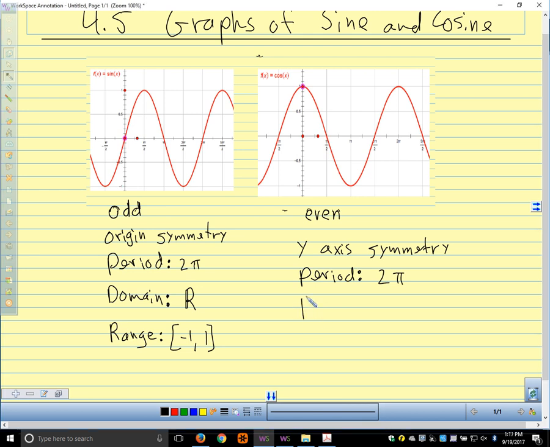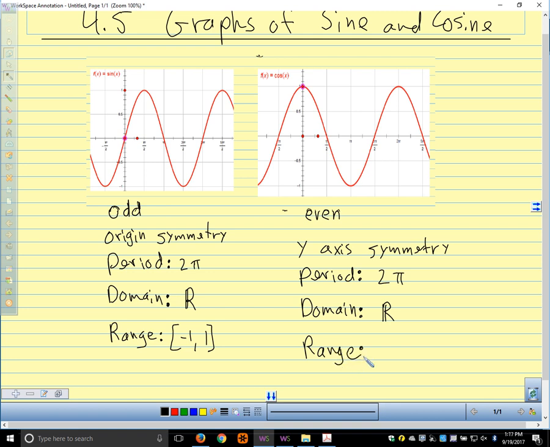The domain. Well, the cosine, if we think about the unit circle, the cosine of our number is the x coordinate. After we wrap the number line around the unit circle, we can figure out the x coordinate of any number. So our domain for the cosine function is going to be all real numbers.